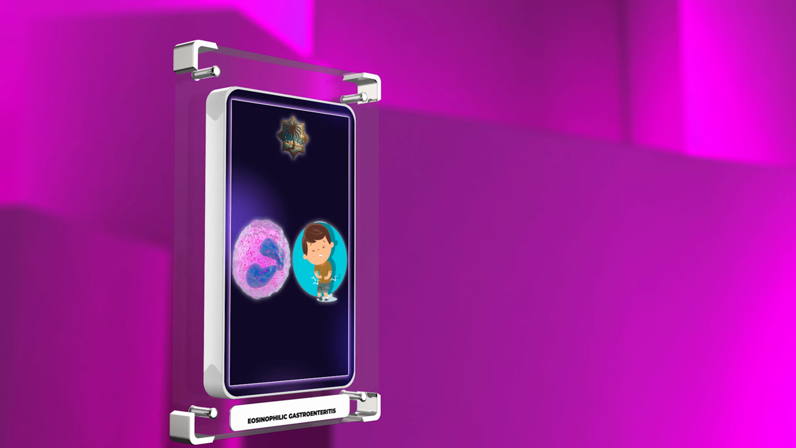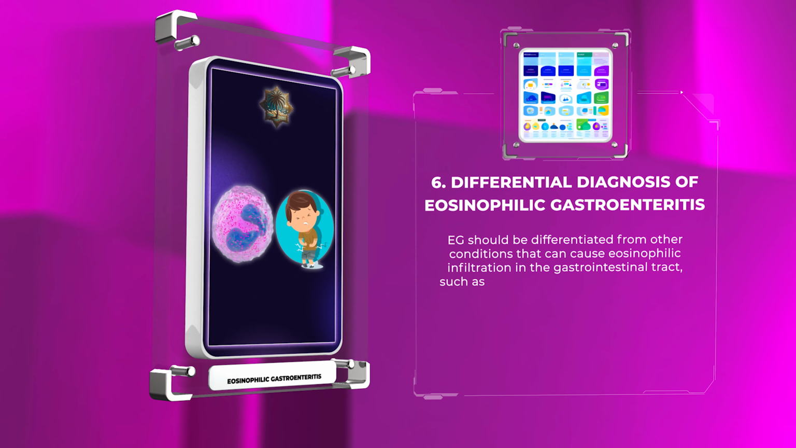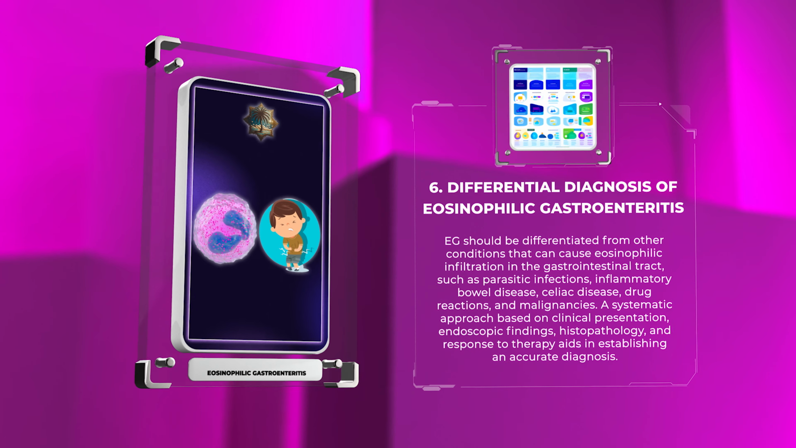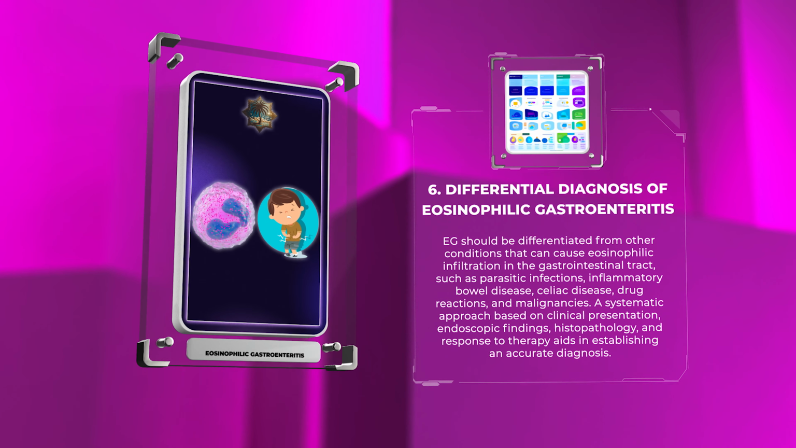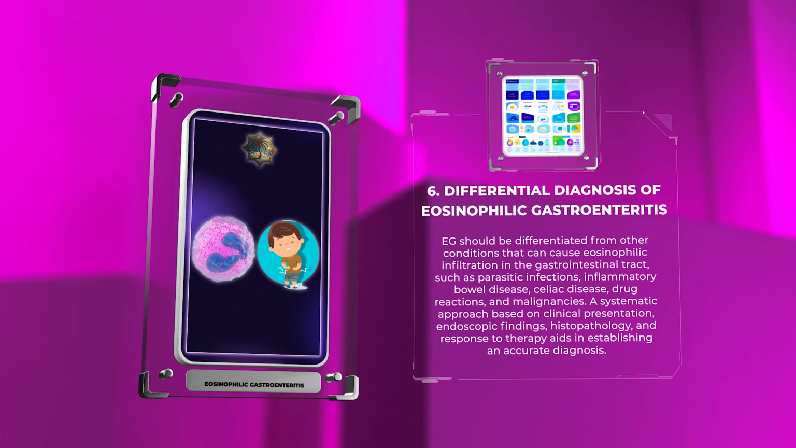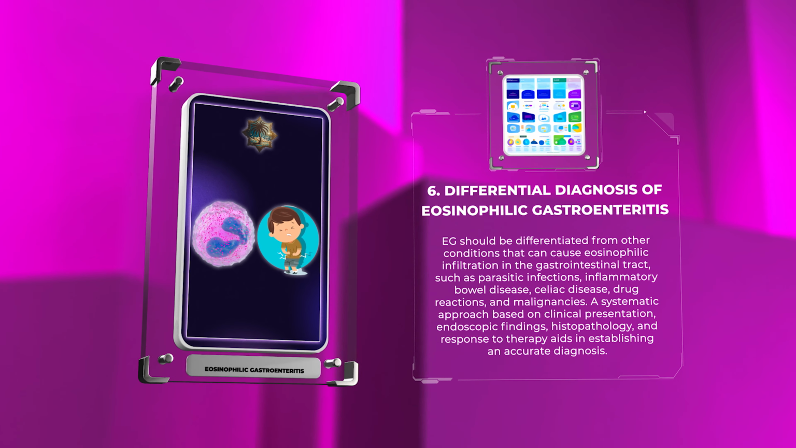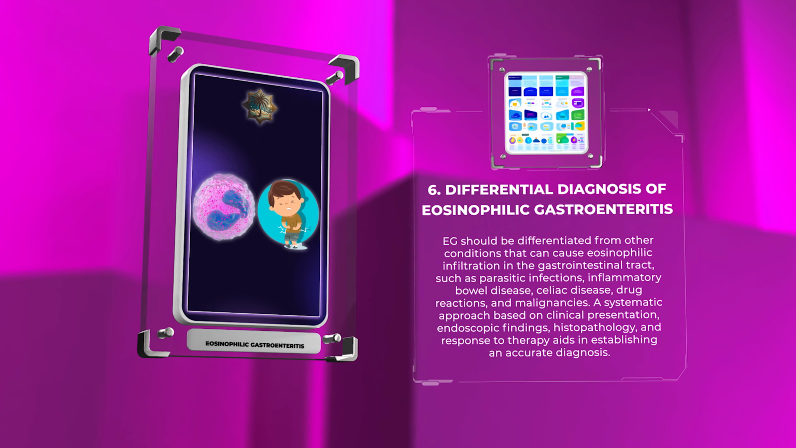EG should be differentiated from other conditions that can cause eosinophilic infiltration in the gastrointestinal tract, such as parasitic infections, inflammatory bowel disease, celiac disease, drug reactions, and malignancies. A systematic approach based on clinical presentation, endoscopic findings, histopathology, and response to therapy aids in establishing an accurate diagnosis.